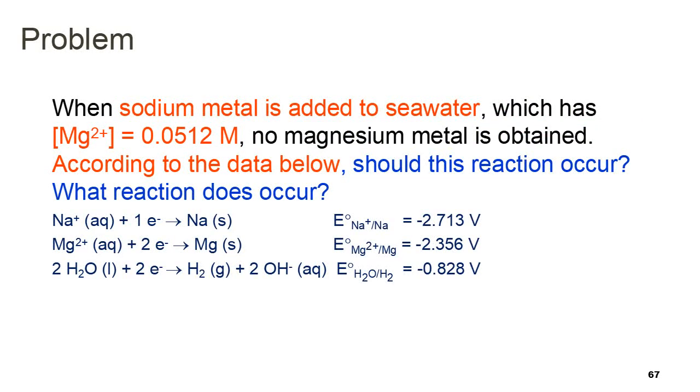Please, attempt this question. When sodium metal is added to seawater, which has a concentration of magnesium ions of 0.0512 moles per liter, no magnesium metal is obtained. According to the data given, should this reaction occur? What reaction does occur?